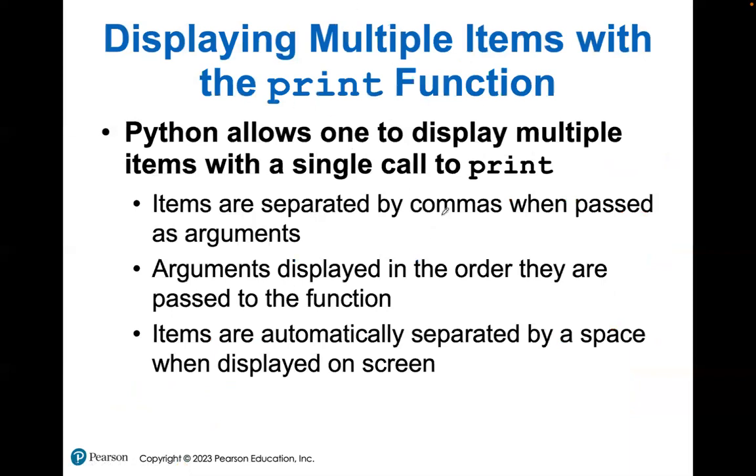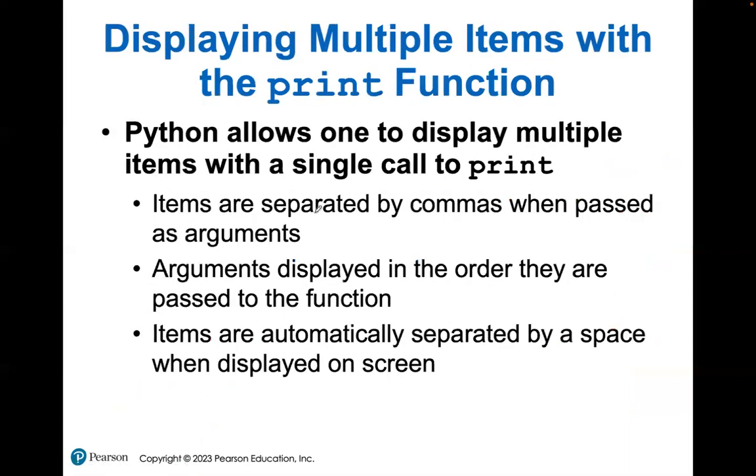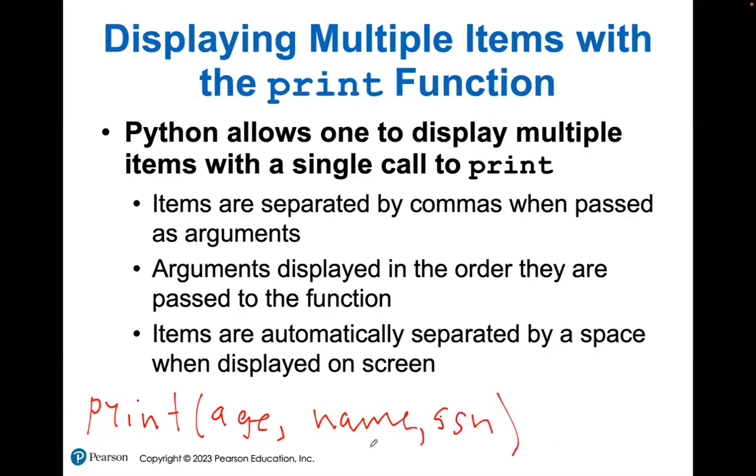So, okay, displaying multiple items with the print function. You can display multiple items at the same time. All that you have to do is just separate them by commas. So, for example, if we wanted to print multiple variables, we would do it this way. We would put variable age, then a comma, variable name, comma, I don't know, social security number. If you wanted to print all of these, you would just have to separate them by commas. Very simple.